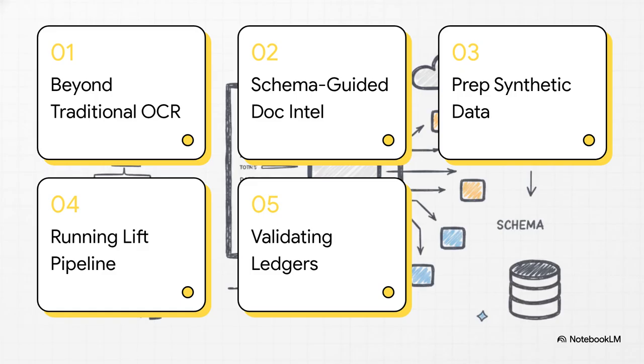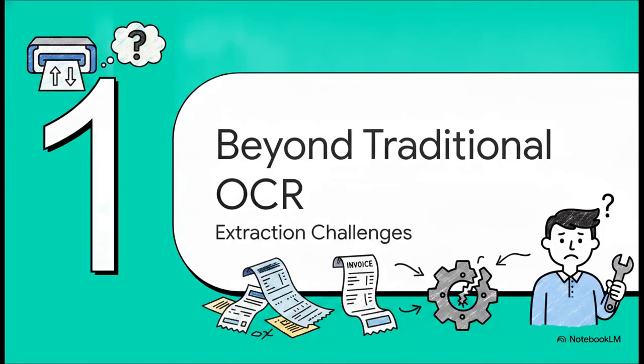To get there, here's our roadmap for today's explainer. We'll start by moving beyond traditional OCR, look at schema-guided document intelligence, prepare some synthetic data, run the pipeline, and finally, validate and build our ledgers. Section 1. Beyond traditional OCR.